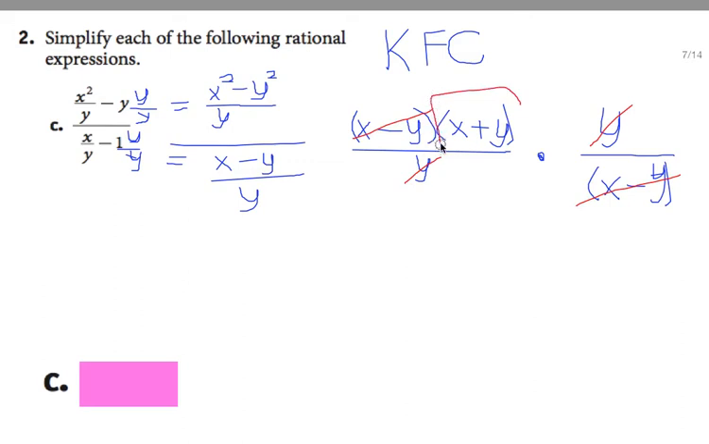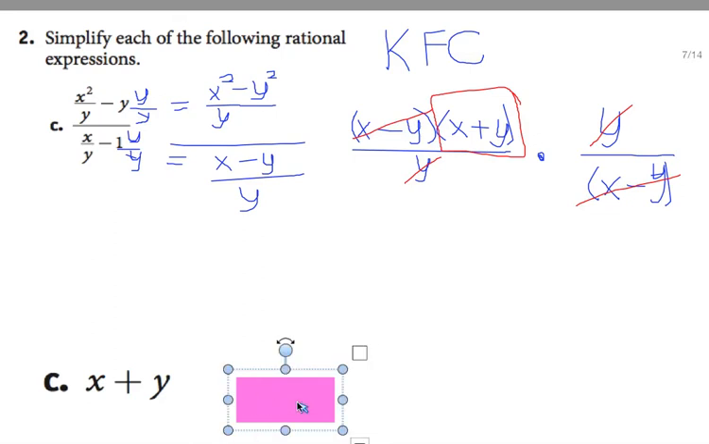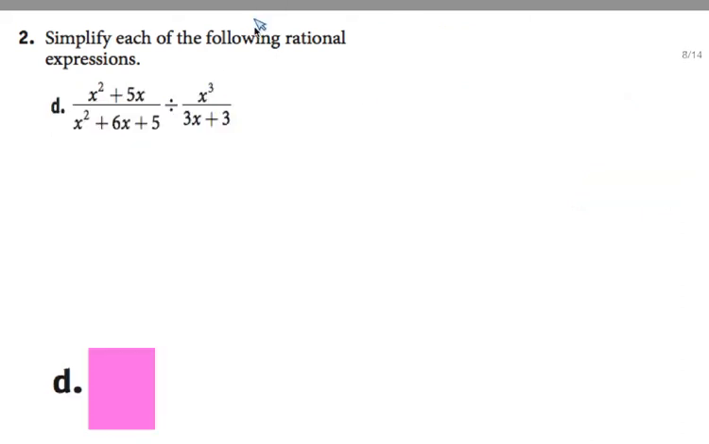So the only thing we are left with is x plus y. Okay, that's the final answer. This one, it's super crazy, reduces quite a bit to just a very simple x plus y. All right, next we have, again, a fraction and a fraction. I know it doesn't look like you have a fraction and a fraction, but you do. You have this division line here.